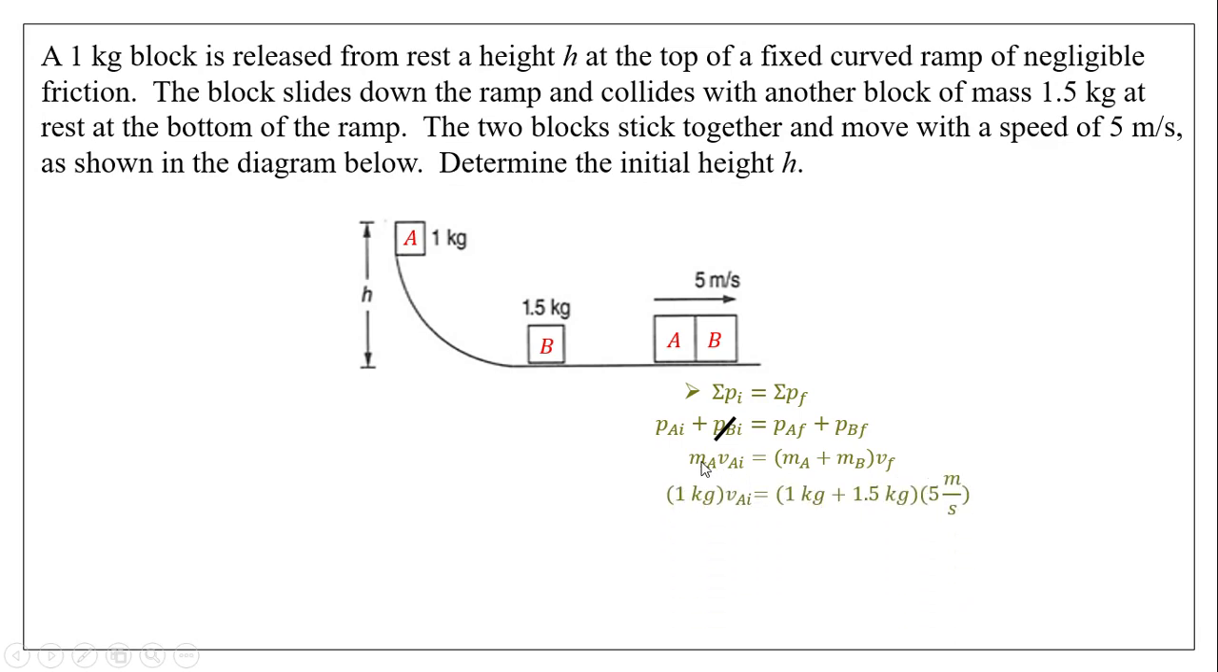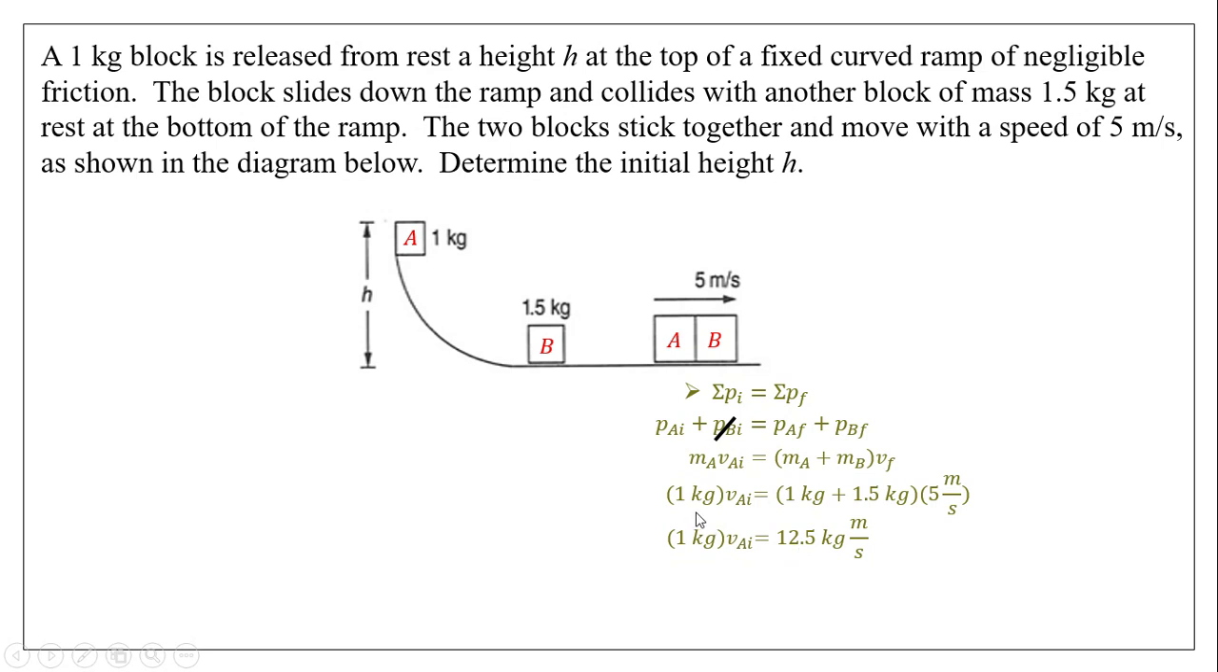So other than that, I'm just going to plug in values. MA here is 1 kilogram. VAI is actually what I don't know. I need to figure out how fast block A was coming downhill. If I know that, I can figure out how high it was initially. On the right side, MA is just 1, MB is just 1.5 kilogram. VF here is given as 5 meters per second. And if you simplify this on your calculator, 1 plus 1.5 is 2.5. 2.5 times 5 is 12.5.